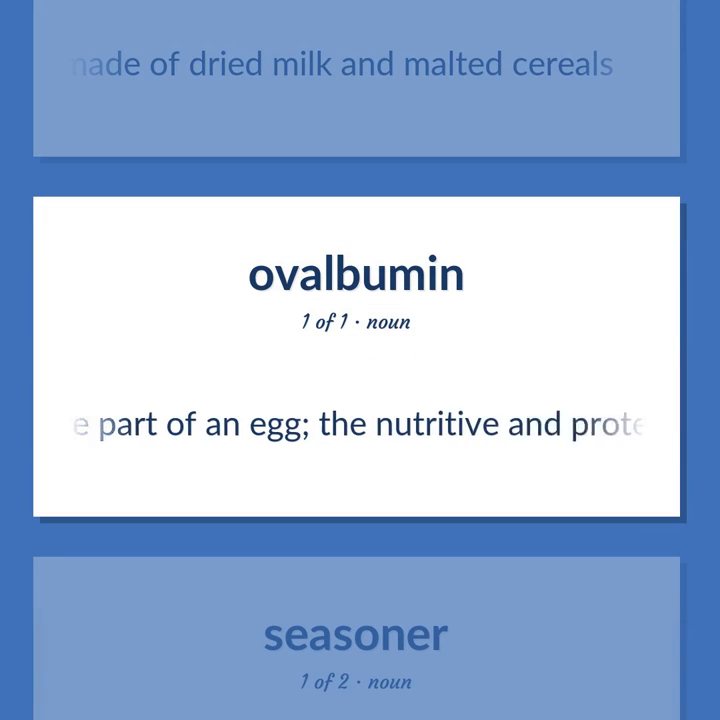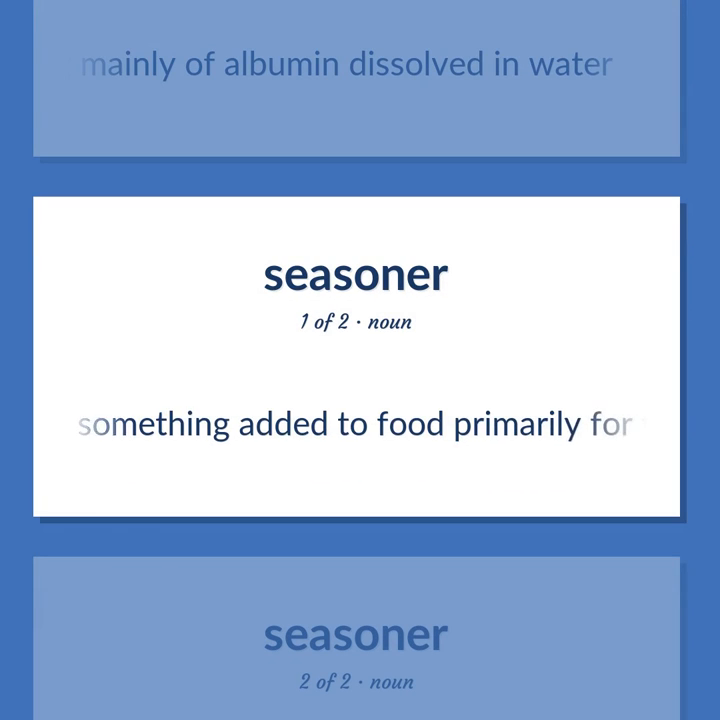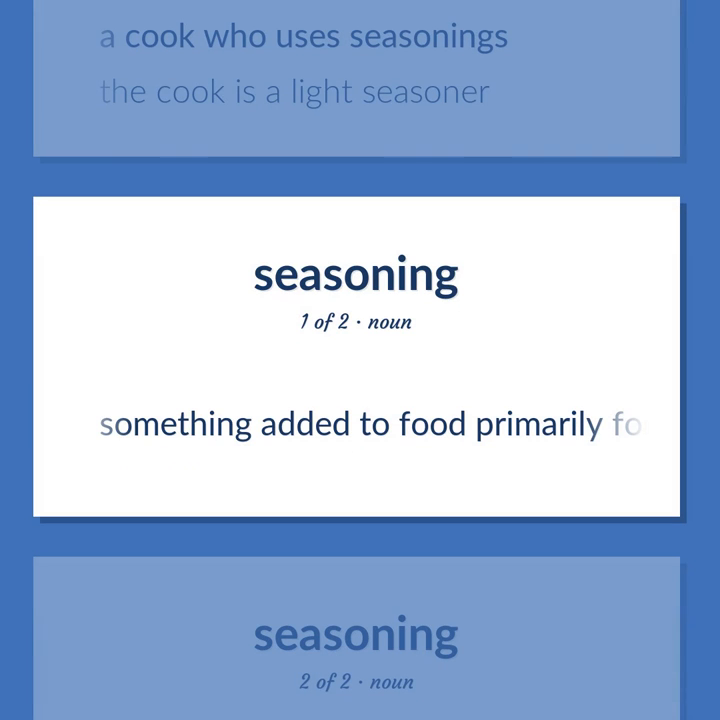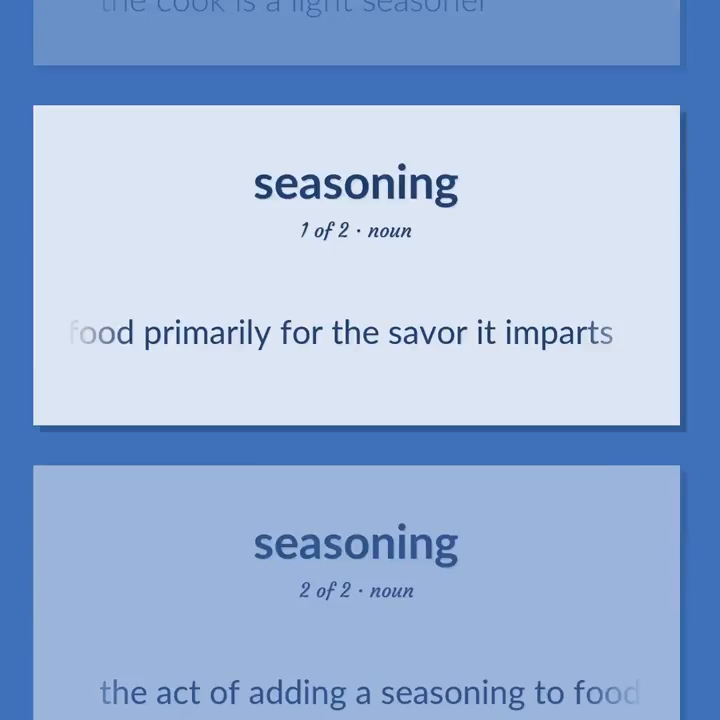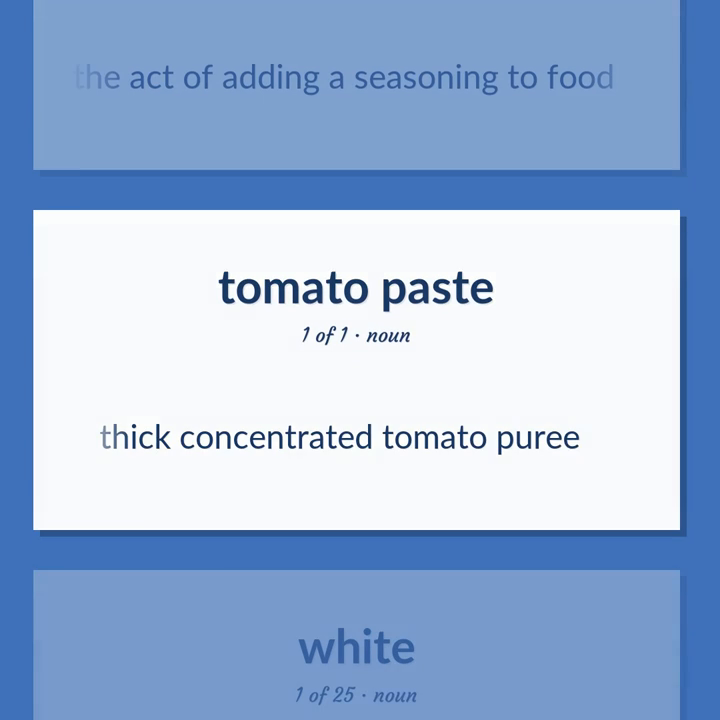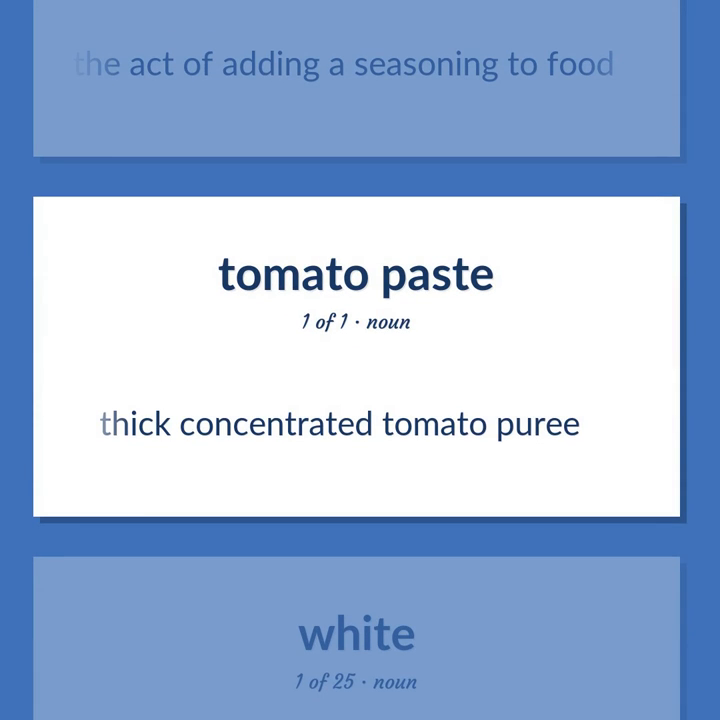The white part of an egg. The nutritive and protective gelatinous substance surrounding the yolk consisting mainly of albumen dissolved in water. Something added to food primarily for the savor it imparts. A cook who uses seasonings. The cook is a light seasoner. The act of adding a seasoning to food. Thick concentrated tomato puree.